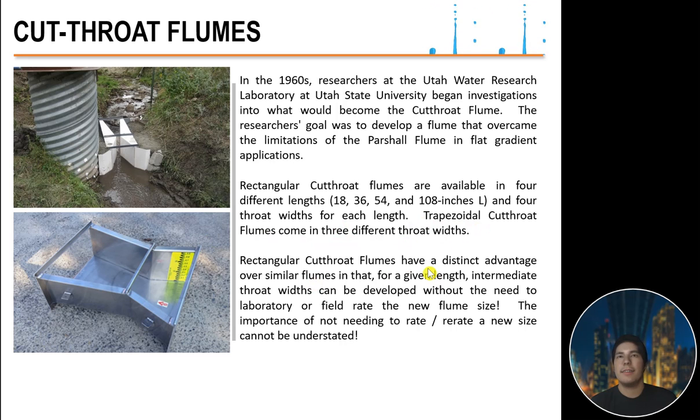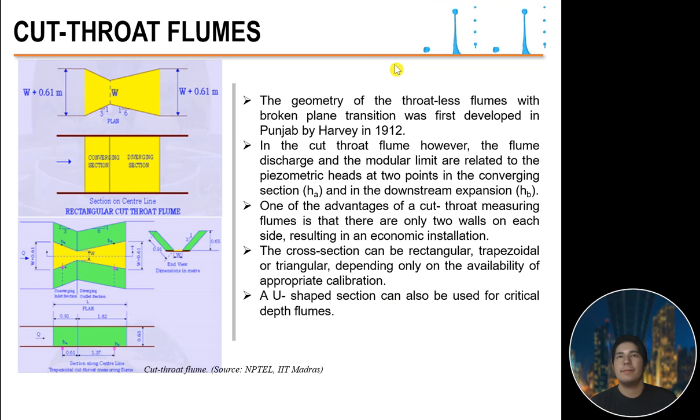This flume has a distinct advantage over similar flumes in that for a given length, intermediate throat widths can be developed without the need to laboratory or field rate the new flume sizes. The importance of not needing to rate or re-rate a new size cannot be understated. So these are the details for the cutthroat flume. The geometry of the throatless flume with broken plane transition was first developed by Harvey in 1912.